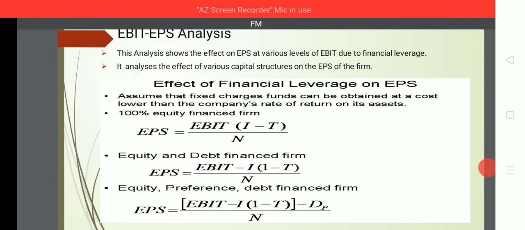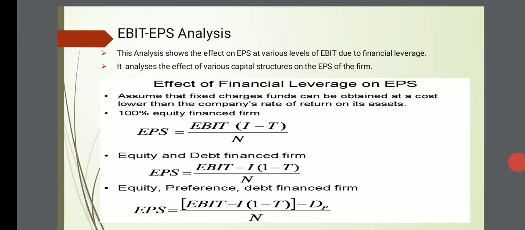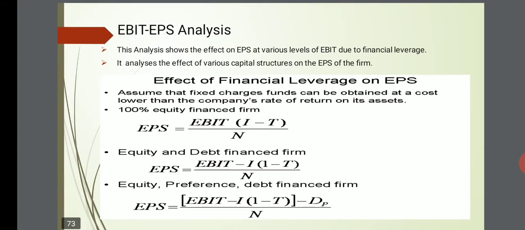EPS. For example, the first example is the effect of financial leverage on EPS. Assume that fixed charge funds can be obtained at a cost lower than the company's rate of return on its assets. Then a 100% equity finance firm will not have any debt, because interest is 0, so EBIT is equal to EBT, and EBT into 1 minus T divided by N will be EPS. Similarly, if there is an equity and debt finance firm, then there will be I, and EBIT minus I is EBT, and EBT into 1 minus T is PAT, divided by N will be EPS.